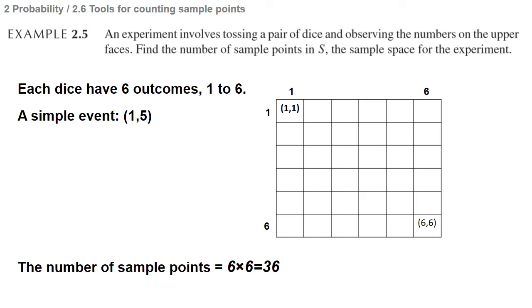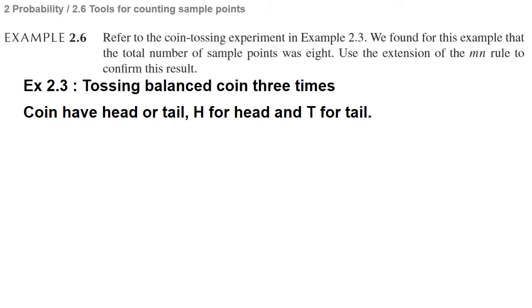And to list all the simple events, we can apply the method that we have learned previously, which is we have 6 events for here and we have 6 events for here, and all the possible simple events would be 6 times 6, which is 36. Move on to example 2.6.